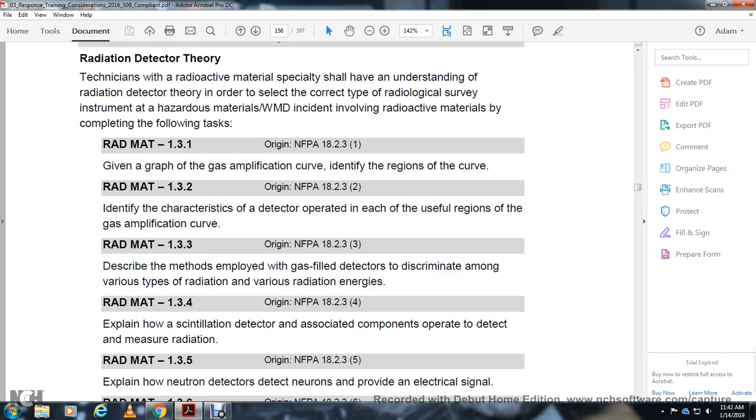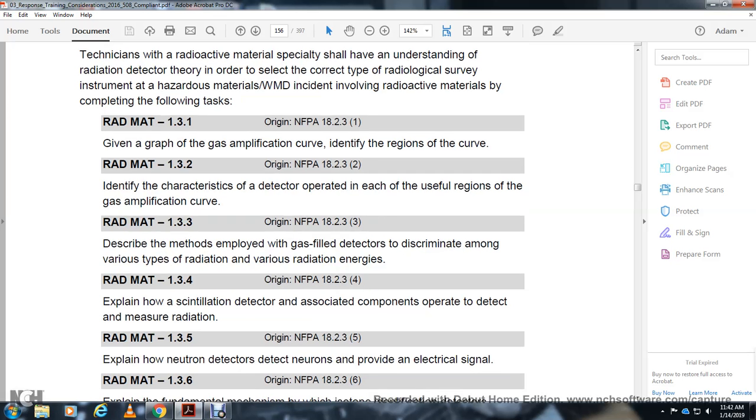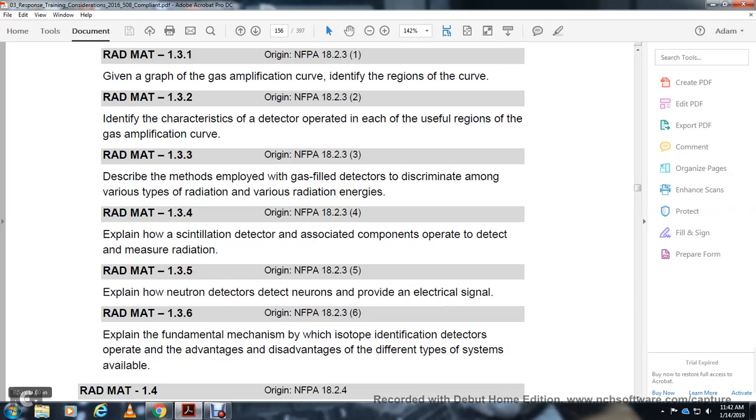and energies. Explain how scintillation detectors and their associated components operate to detect radiation. Explain how neutron detectors detect neutrons and provide an electrical signal. Explain the fundamental mechanism by which isotope identification detectors operate, and the advantages and disadvantages of the different types of systems available.